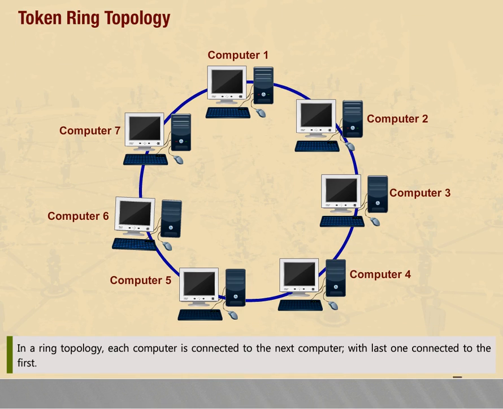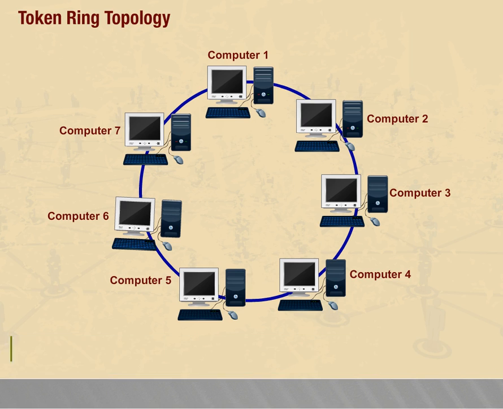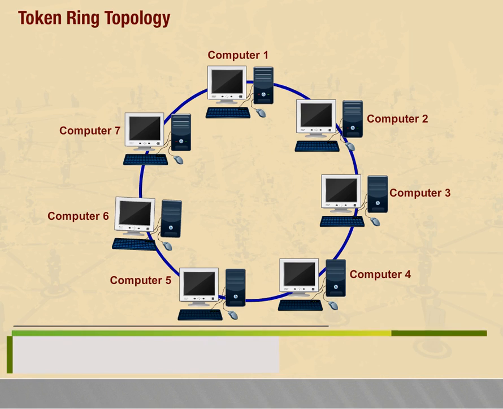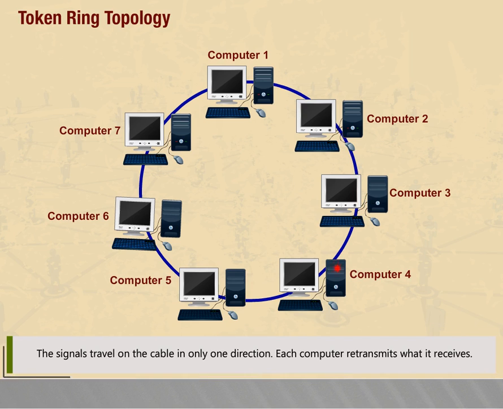In a ring topology, each computer is connected to the next computer, with the last one connected to the first. Data travel from node to node, with each node along the way handling every packet. The signals travel on the cable in only one direction. Each computer retransmits what it receives.